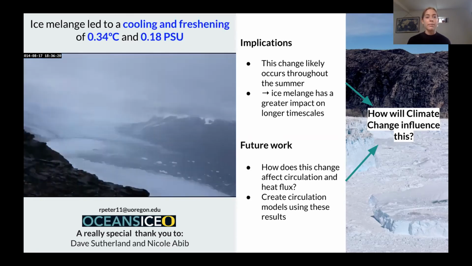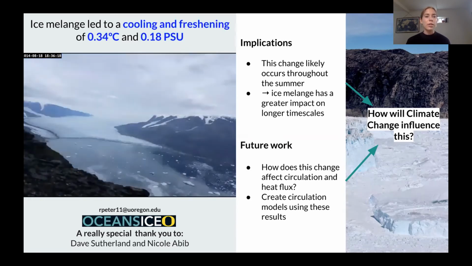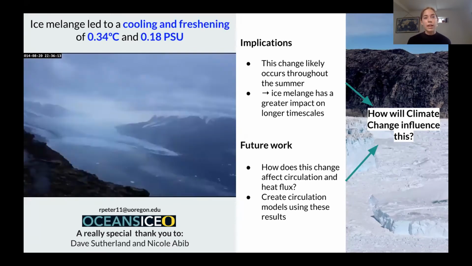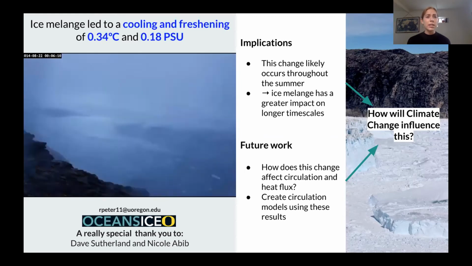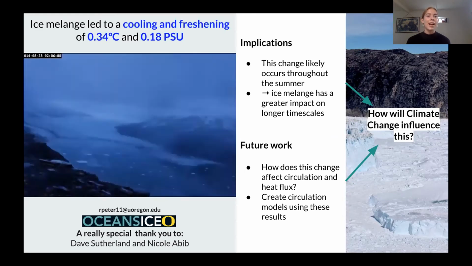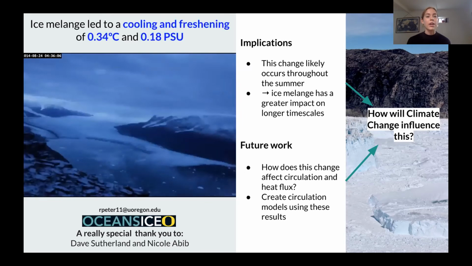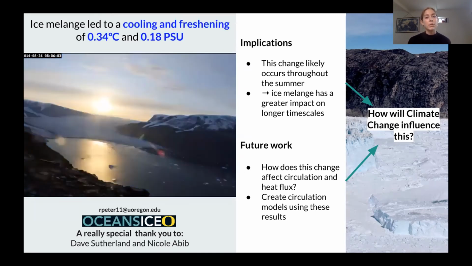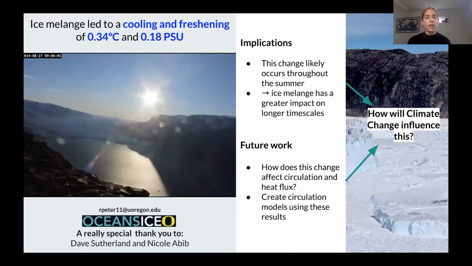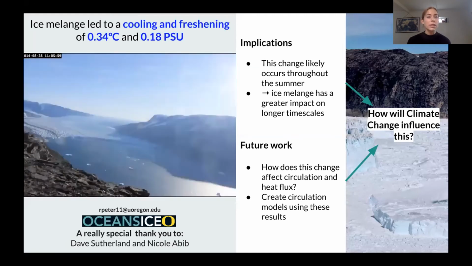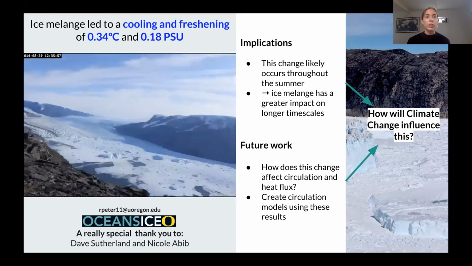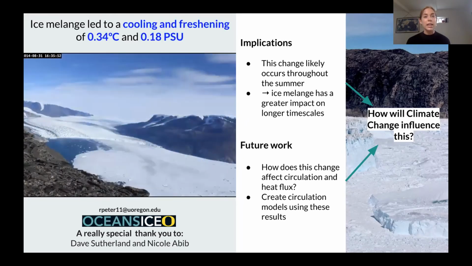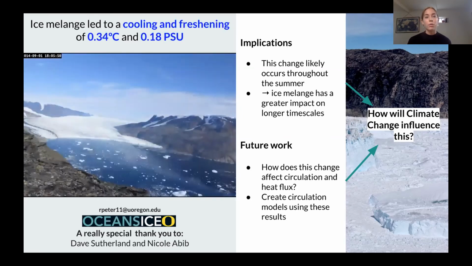And then I also think it's worth noting that we're looking at just one instance of ice melange. But as you can see from this time lapse, ice melange is occurring throughout the summer very frequently. And each one of these times could be times where we're seeing this change occurring, which means over longer timescales like seasonal, annual, or interannual timescales, ice melange very likely has a larger impact on fjord circulation.